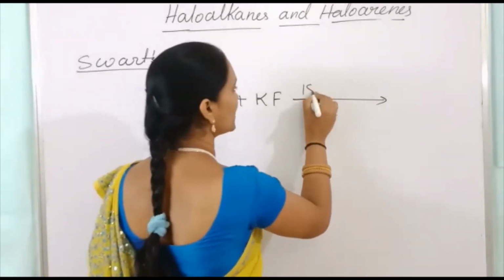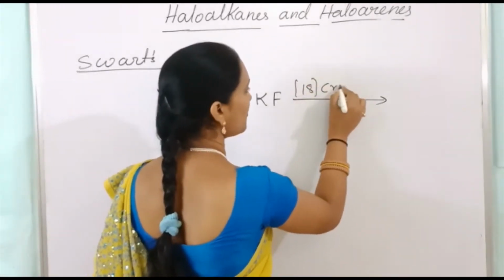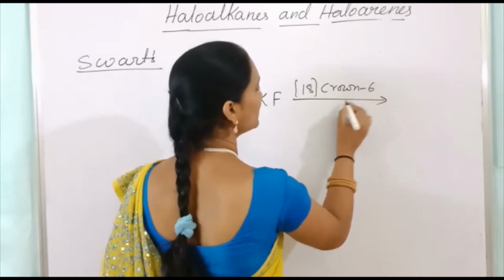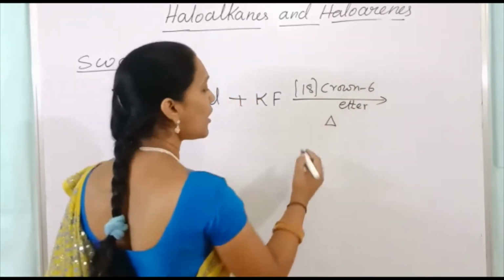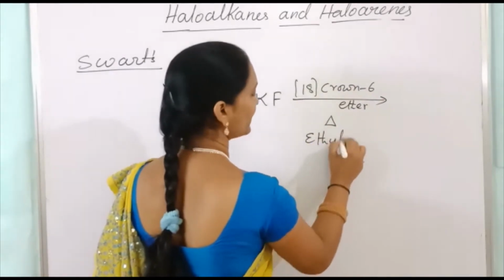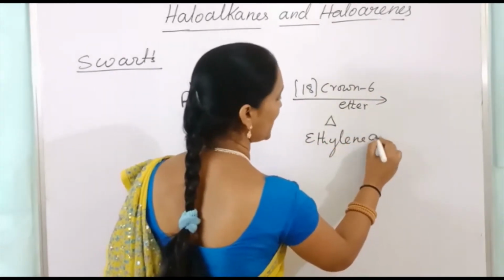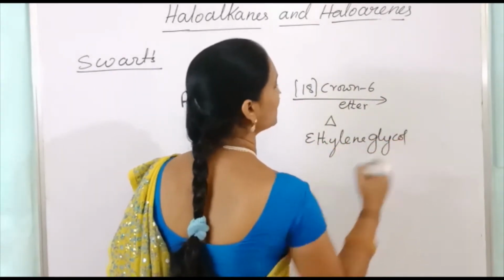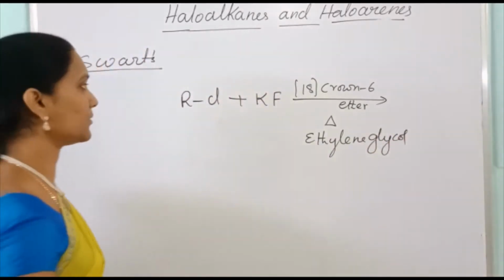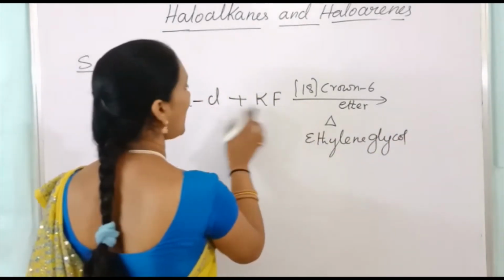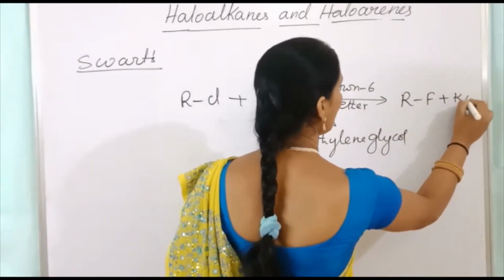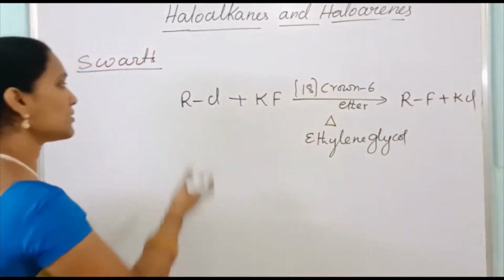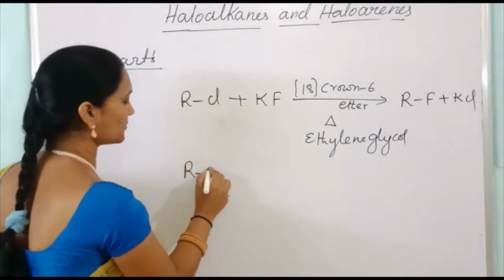High boiling solvent. So we can use 18-crown-6 ether as solvent, and heat at high temperature, or we can use ethylene glycol or diethylene glycol as solvent. In the presence of this solvent, halogen exchange takes place. The product obtained is RF plus KCl. We can use chloride or bromide also.